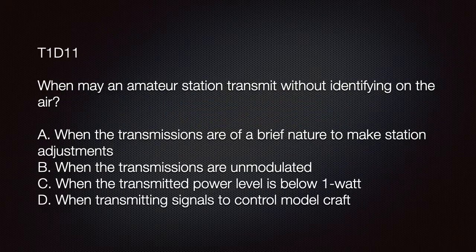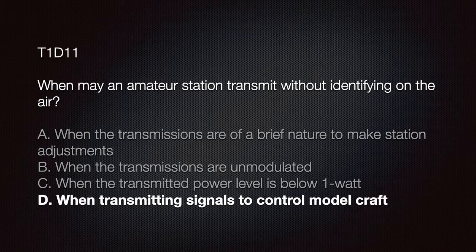The question may appear such as this: when may an amateur station transmit without identifying on the air? A. When the transmissions are of a brief nature to make station adjustments. B. When the transmissions are unmodulated. C. When the transmitted power level is below 1 watt. Or D. When transmitting signals to control model craft. The answer is D, when transmitting signals to control model craft.